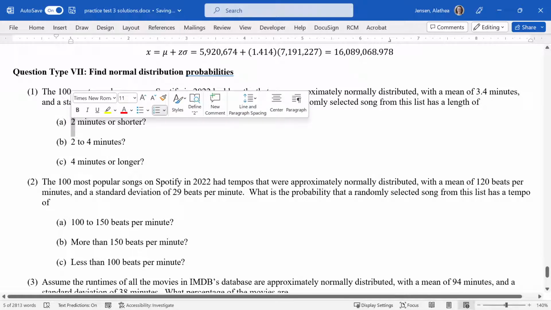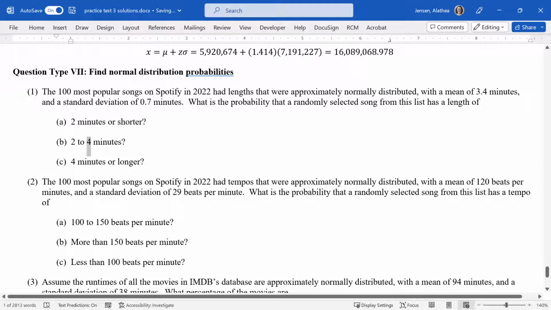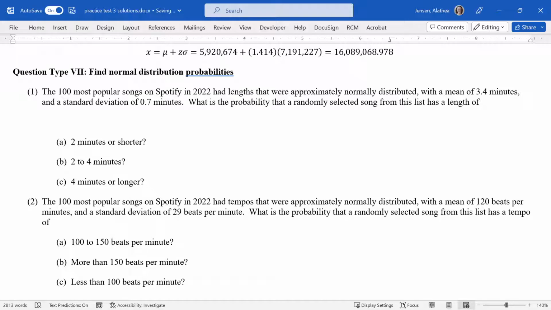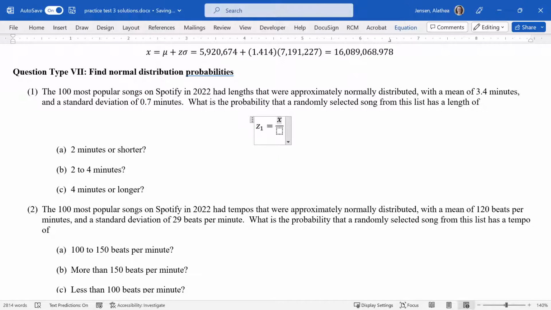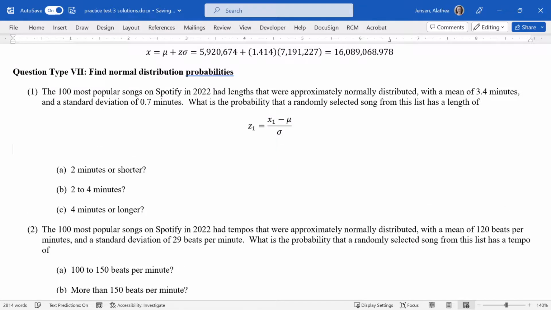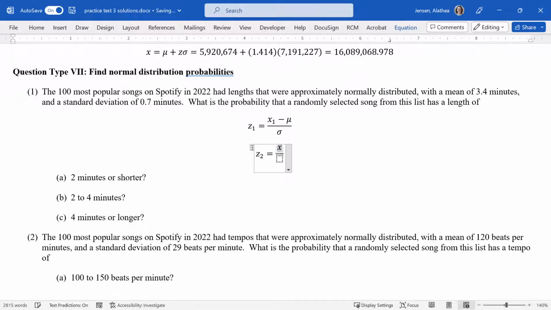So the 2 minutes and the 4 minutes, those are your 2 numbers. You need the z-score for both of those, okay? So I'm going to do that outside of A, B, and C. I'm going to call these Z1 and Z2, and they both have the same formula. I'm just going to call X, X1 for the first one. You don't have to name your X's and your Z's if you don't want to, but I'm doing it like this for folks that are reading these solutions instead of listening to me. I think it'll be a little easier to understand what I'm doing if I give them names. Or maybe it would make it worse. I don't know. You guys tell me.